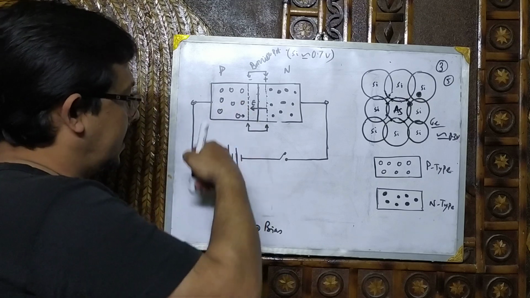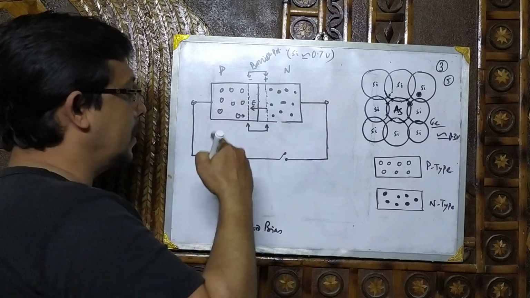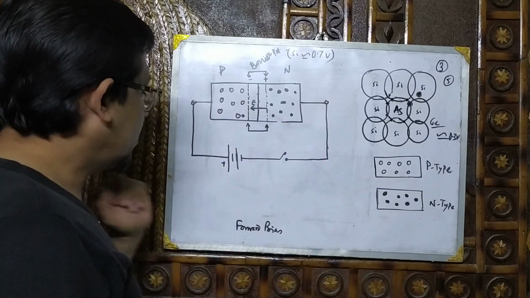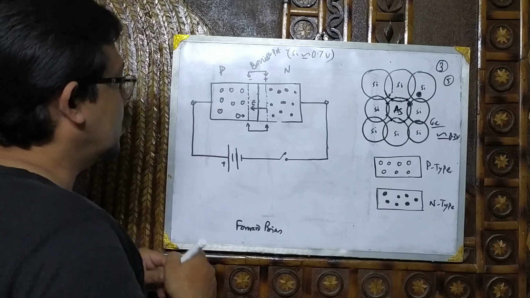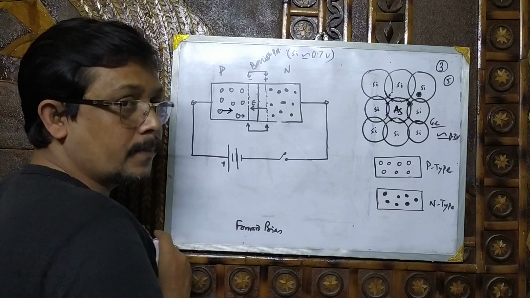फॉरवर्ड बायस में when it is connected with the P with the positive and N with the negative, अभी क्या होगा, ये पॉजिटिव जो पोल है, पॉजिटिव पोल क्या करेगा, ये जो पॉजिटिव होल्स हैं इसको पुश करेगा जाने के लिए.